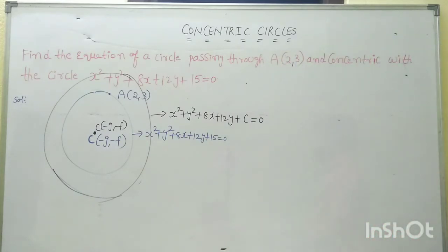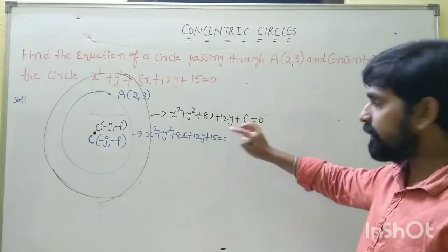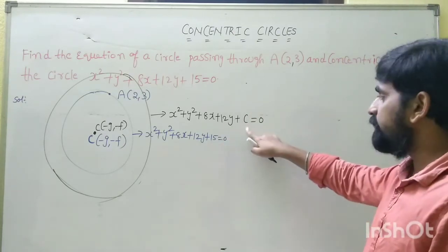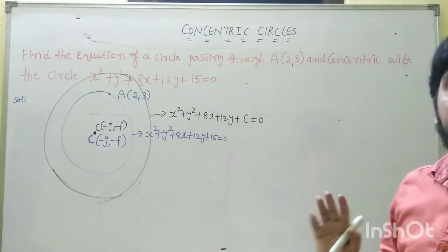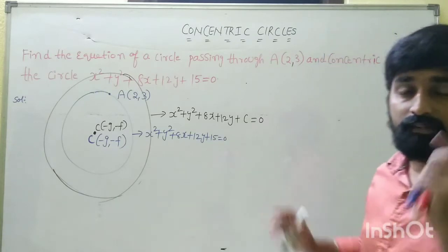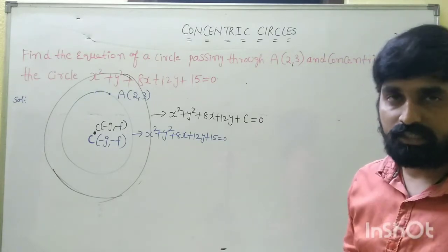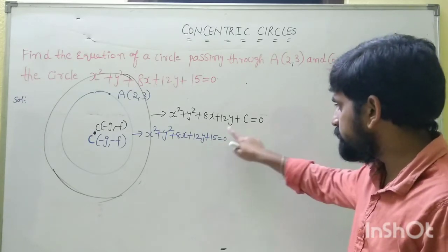Concentric circles' equations only differ by the constant. Here it is always given as 15, but here we don't know the constant. Concentric circles' equations differ by a constant. That's it. Okay, the only difference is in the constant.